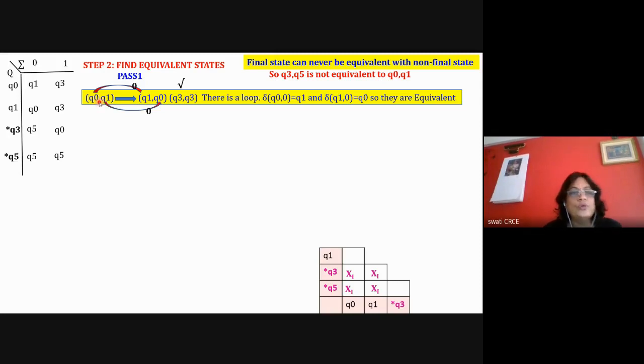Now for Q0, Q1, for Q0 I'll write the transition on 0. Q0 with 0 is Q1, so write it here. And Q1 with 0 is Q0. So the first pair is Q1, Q0. Sorry, I have to write here 1. And for the second pair, for input 1 it is Q3, Q3. I'll just make the correction here.